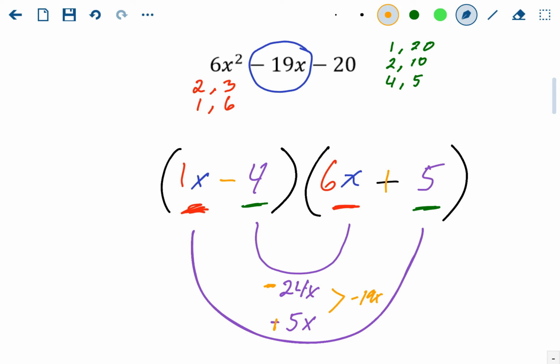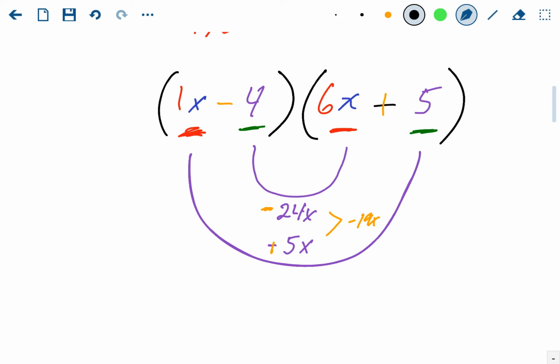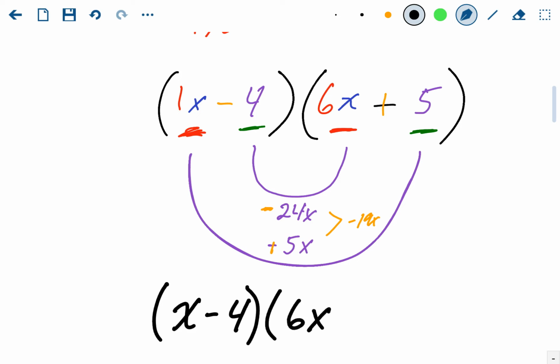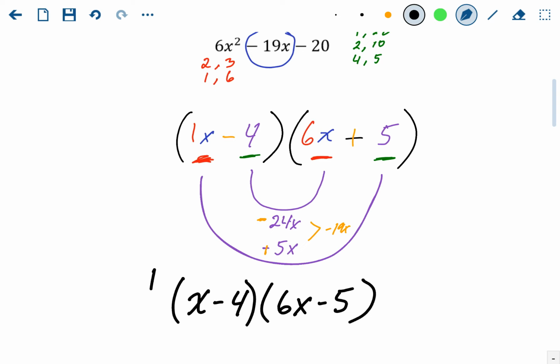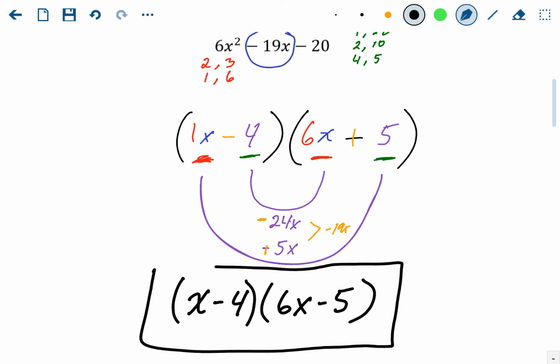All right, so inside-outside works. We know 1x and 6x is 6x squared. The inside-outside gives us negative 19x. And then the last terms together give us negative 20. So this is our factored form. So that one took a little longer, but your final answer will be x minus 4, 6x minus 5. Again, it's one of the downsides of guess and check. Sometimes you guess right first, sometimes it takes a while.